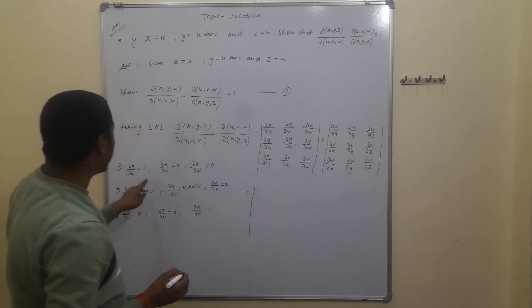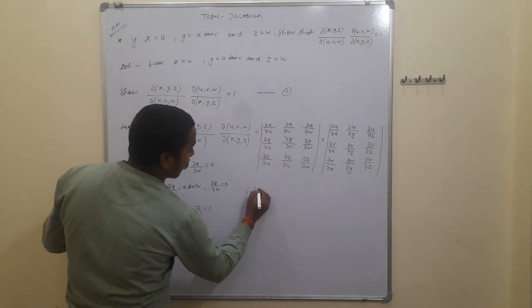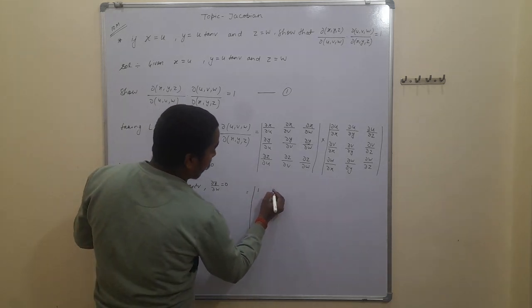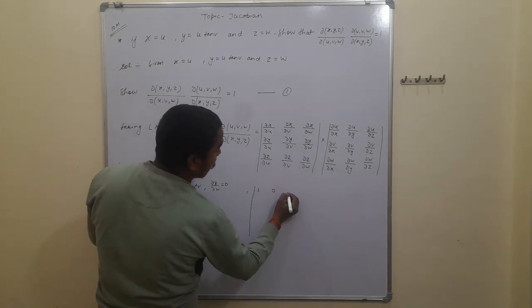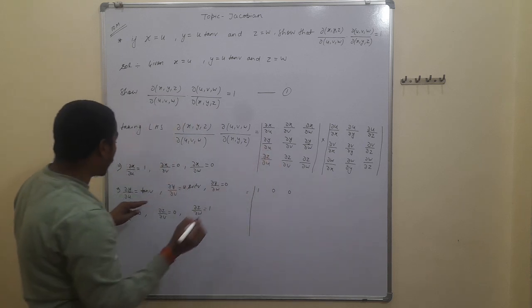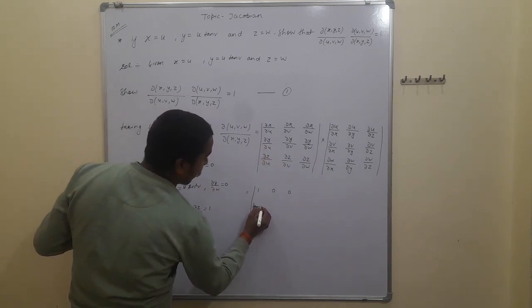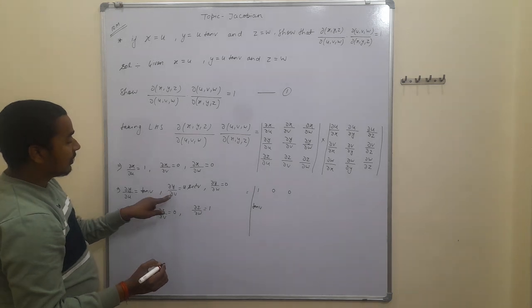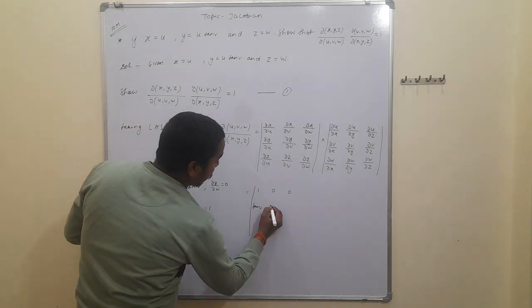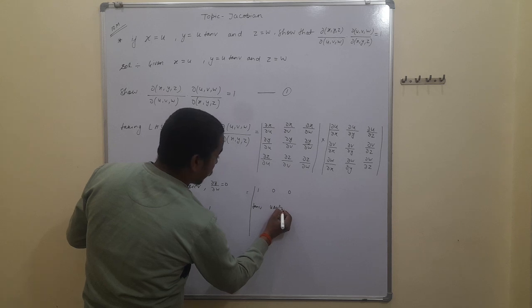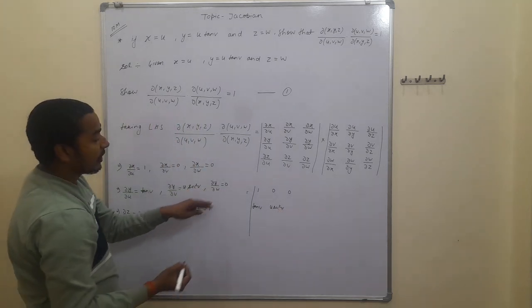Putting the values in the above determinant, del x upon del u is 1, and del x upon del v is 0, and del x upon del w is also 0. Del y upon del u is tan v, and del y upon del v is u sec square v, and del y upon del w is 0.